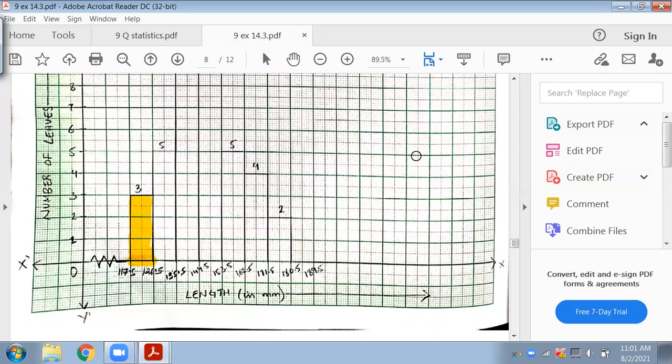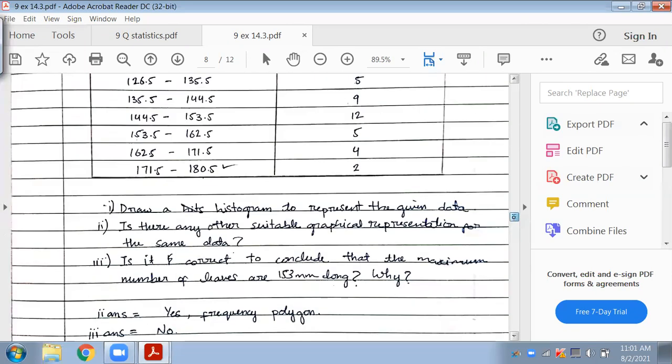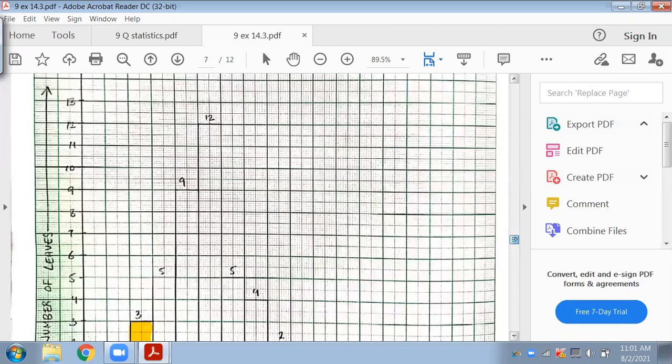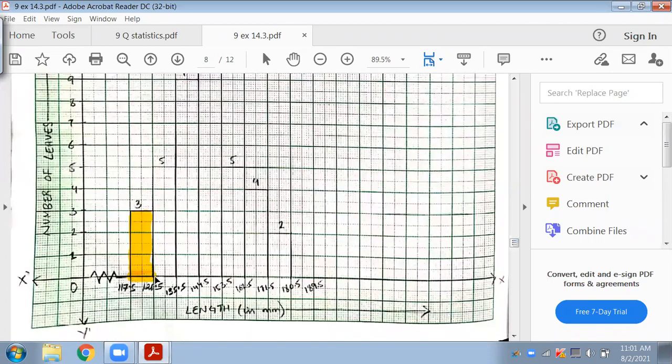Then what is the next class? The next class is 126.5 to 135.5, and the frequency is 5. So in between 126.5 and 135.5, we are going to draw a bar till 5 because the frequency is 5. In the histogram there will be no gapping. In the bar graph there is gapping, but in the histogram there is no gapping.